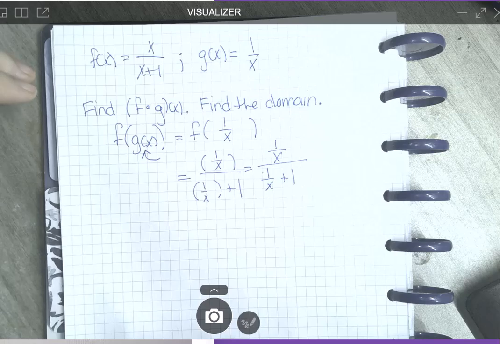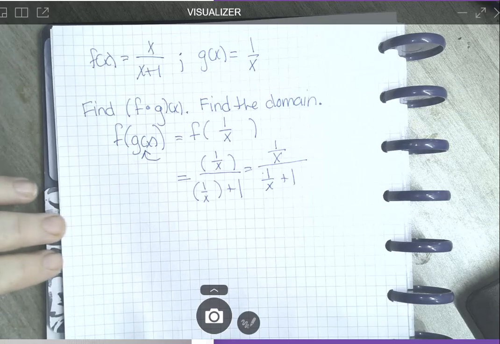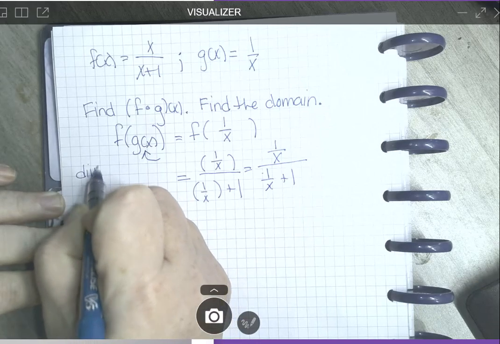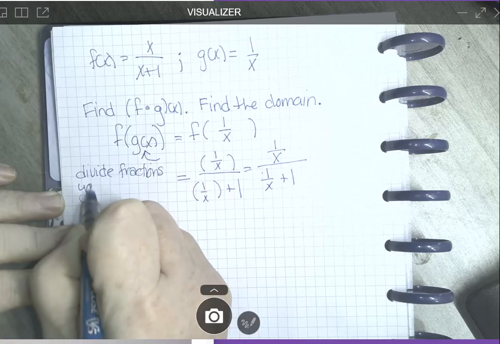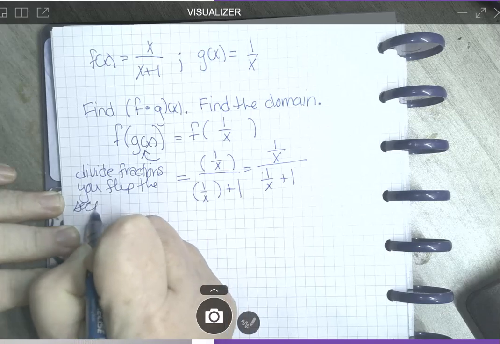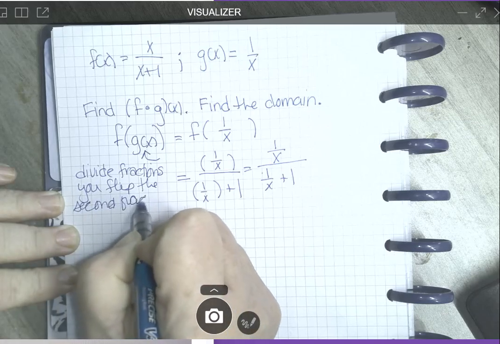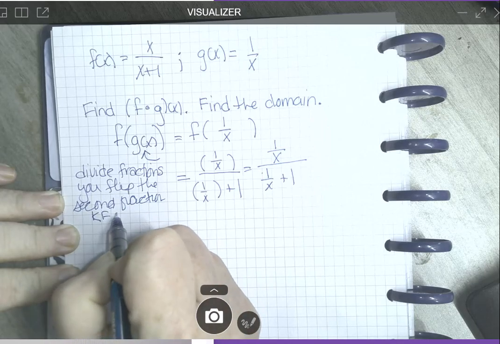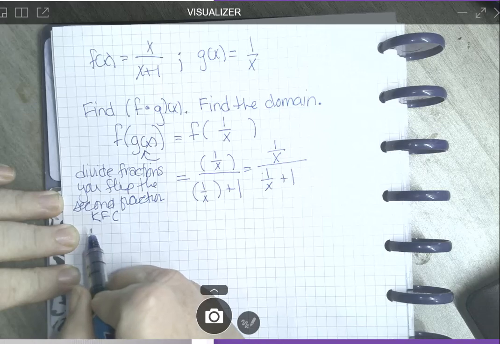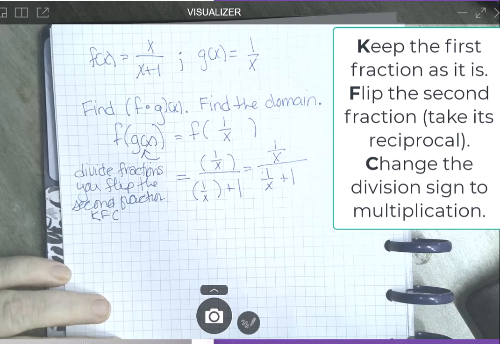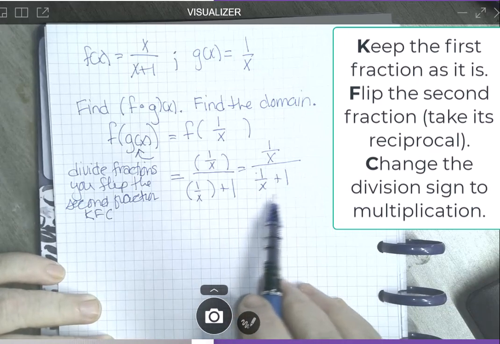That could be your answer, but if you're asked to simplify it, we do have to go a little bit further. Hopefully you remember that when you divide fractions, you flip the second fraction. And a friend just told me, she said KFC. I can't remember what K is, but flip and keep or something like that. Anyway, the problem though is we're adding and subtracting in here.